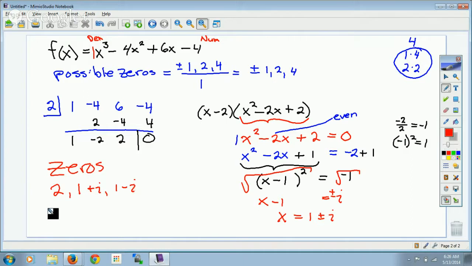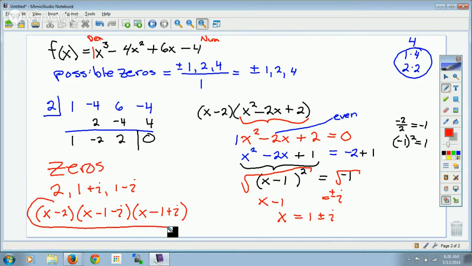To put this in factored form, I write x minus 2, x minus, now I'm minusing this whole thing, so it's going to give me x minus (1 plus i), and then subtracting the second one, I get x minus 1, but plus i, because I have to distribute that. And this is the factored form of the original.